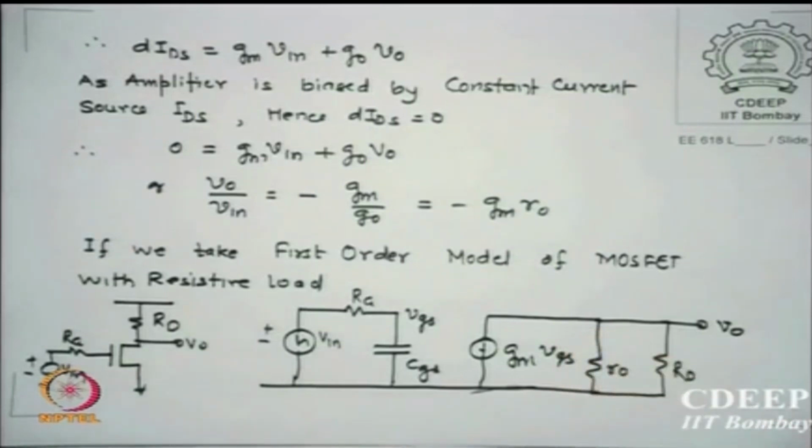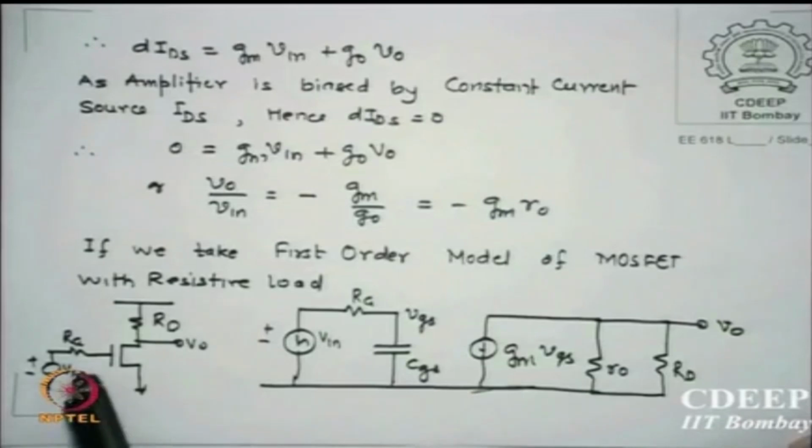This is called the intrinsic gain of a MOS amplifier. Why is it intrinsic? No load resistance was used. Instead of a load we have a constant current source with infinite output resistance. Is that clear? So this is Gm times R0.